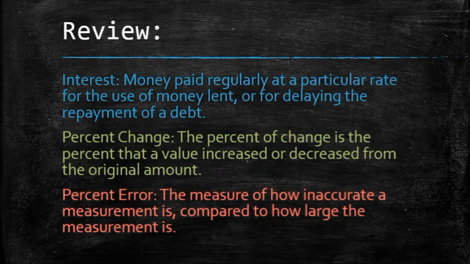So let's review. The interest we found was the money paid regularly at a particular rate for the use of money lent or for delaying the repayment of a debt. This is something that you would find, for example, in a student loan or any kind of loan that you have. Percent change is the percent that a value has increased or decreased from the original amount. Percent error is the measure of how inaccurate or incorrect a measurement is compared to how large the measurement is. So essentially percent error is how close you are to the right answer.